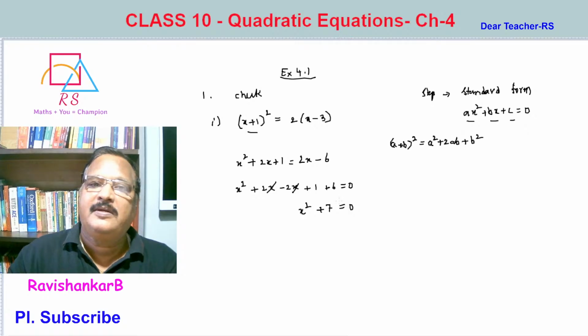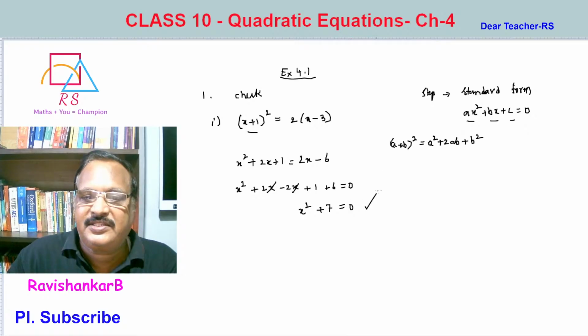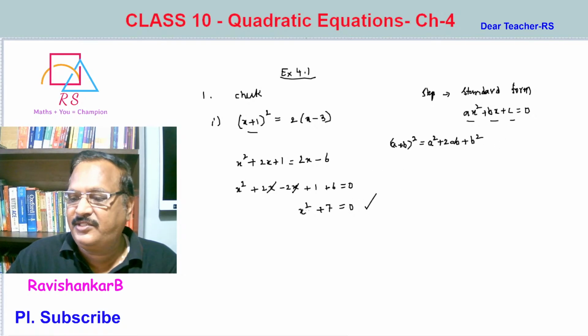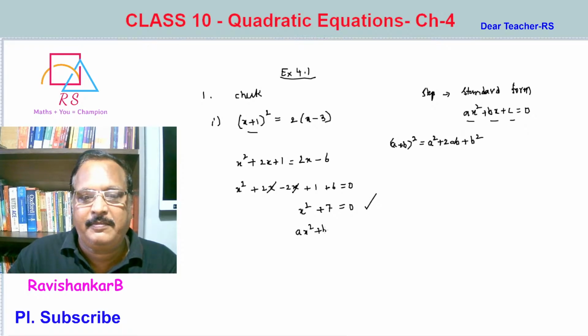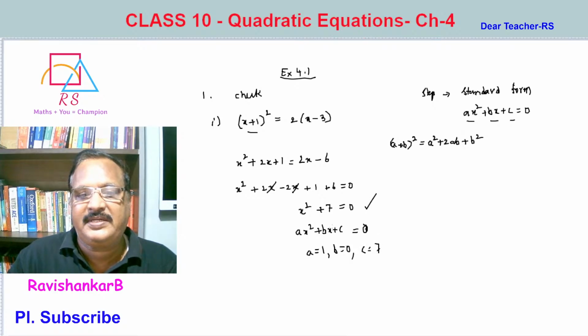Now if you compare this with the standard form, yeah, it is degree 2. Okay, the x term is missing, no problem. So then it is in the form ax square plus bx plus c. If you compare this, a is equal to 1 and b is equal to 0. There is no x term, and c is equal to 7. So it is a quadratic equation. Okay, you don't need to write these things.